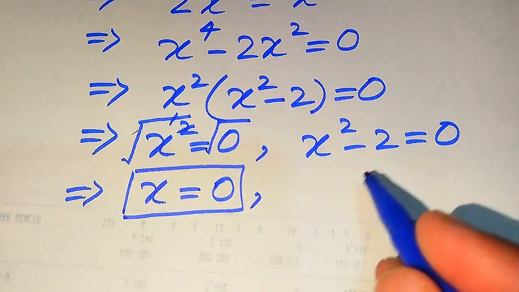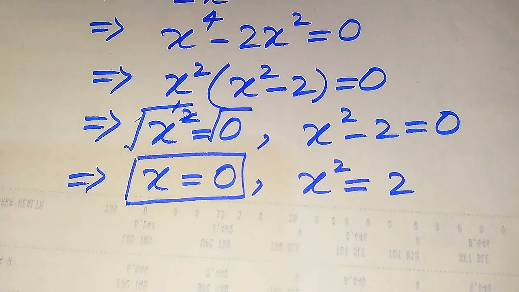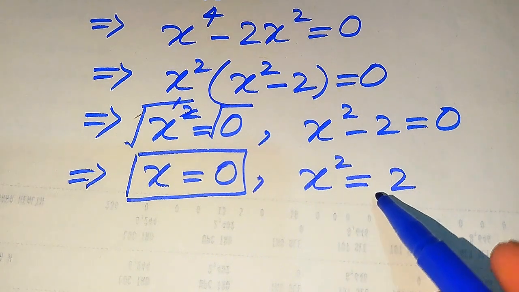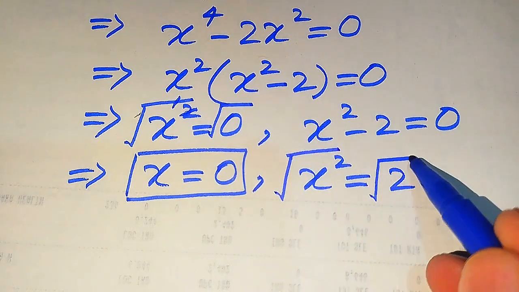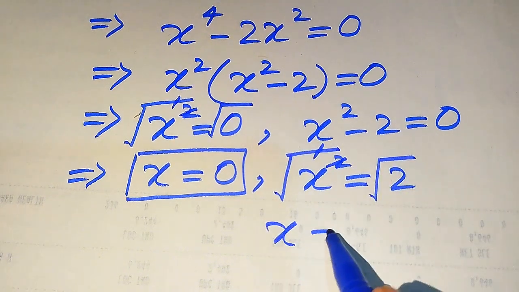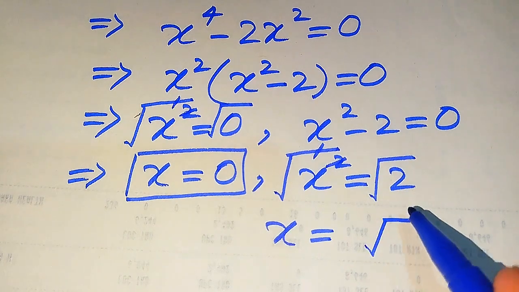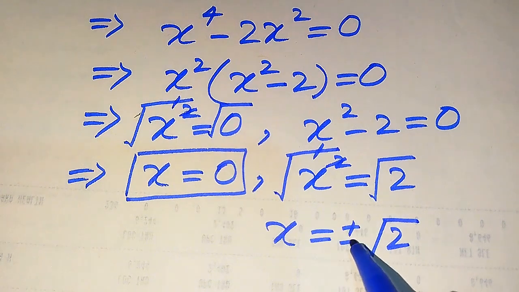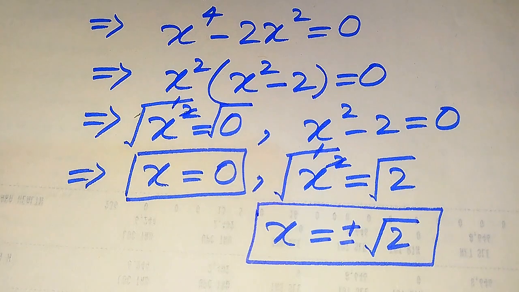Here we need to move this minus 2 to the right hand side, and it becomes x square is equal to 2. In order to find the values of x we need to apply the square root on both of the sides. When you apply the square root on both of the sides, it will be written in this form. Now you see this 2 and this square root are gone, and we get x is equal to the square root of 2. Because we apply the square root on both of the sides, we write a plus minus sign on any one of the sides. So here we get two roots of the given equation.